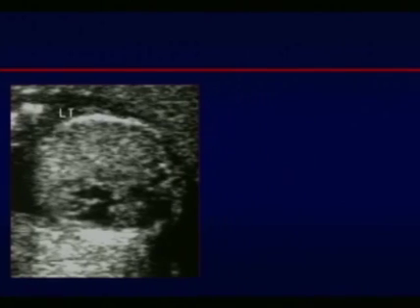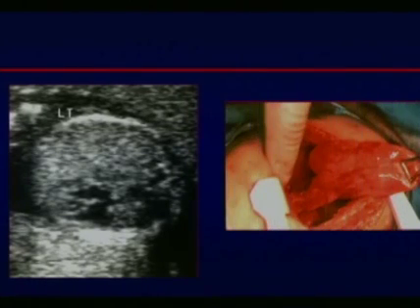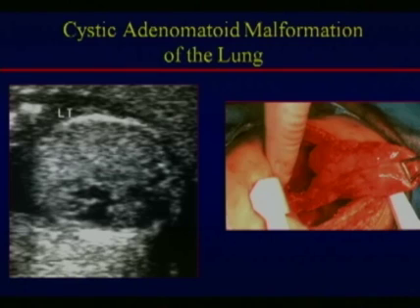Here's another echogenic lung lesion filling the one side of the thorax here, in this case the left side, with contralateral displacement of the heart. This is an older case but typical of a CAM.